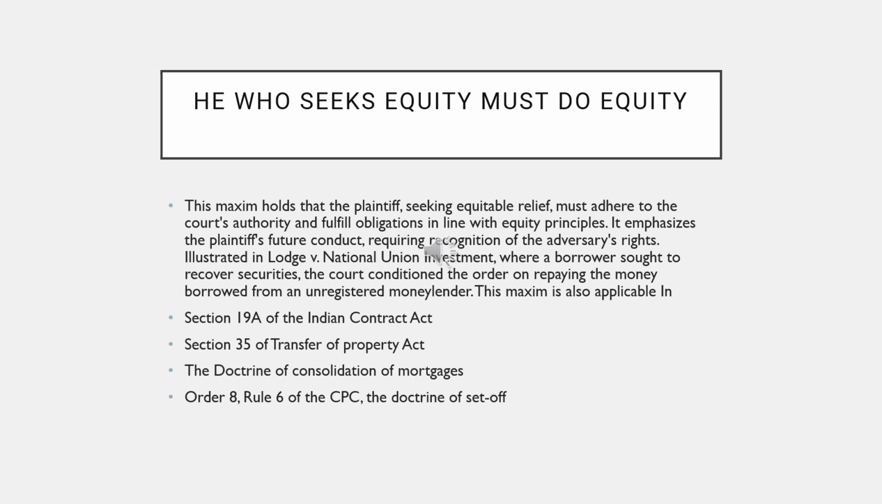Next is the doctrine of consolidation of mortgages, where a borrower has mortgaged different properties to secure separate debts and he defaults on one of those debts. This doctrine allows the lender to pool the assets which were secured by the borrower and to realize those secured assets against the total sum owed.